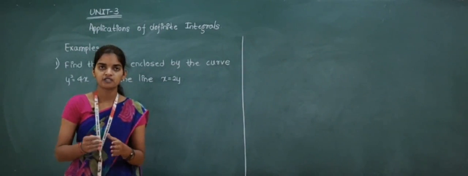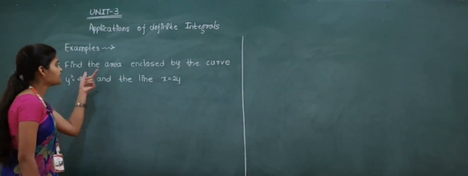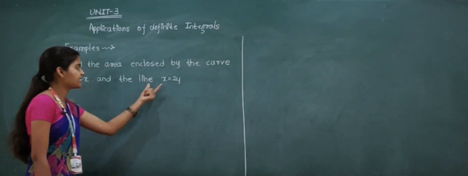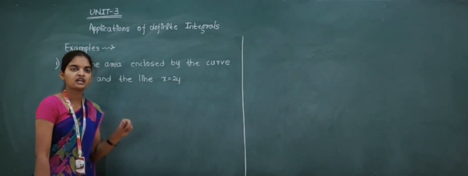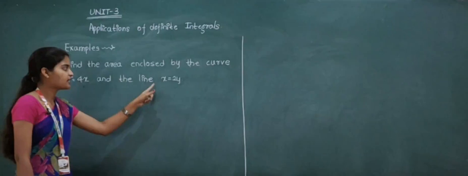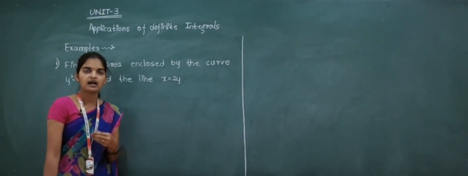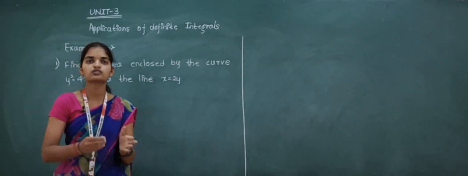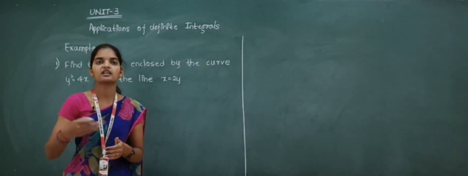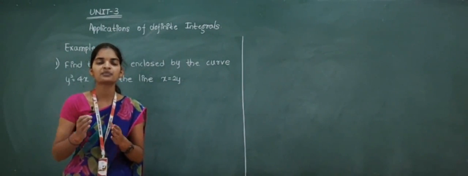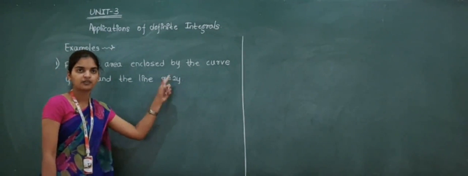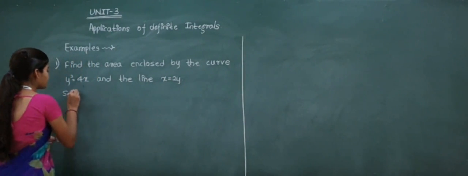Let us move to the first example, which is: find the area enclosed by the curve y square is equal to 4x and the line x is equal to 2y. Now here two equations are given, and from this also we have to get the y value, and from this also we have to get the y value. By solving, that is by substituting and solving the equation, let us find the limits, that is a and b, and then by applying the formula we can get the area enclosed by these two curves. So let us take the solution now.